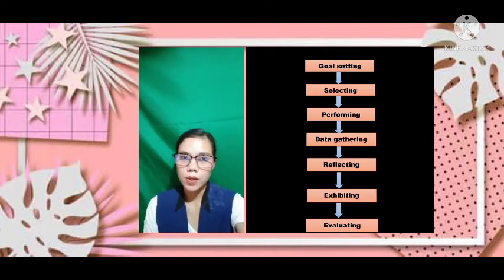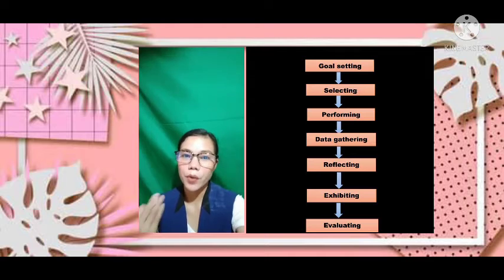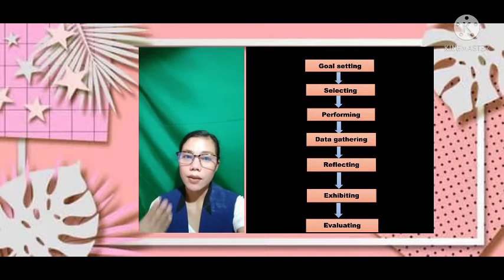So now let's proceed to our main topic, the portfolio process. There are 7 steps of the portfolio process. First, goal setting. Second, selecting, performing, data gathering, reflecting, exhibiting, and evaluating. So now let's discuss first the goal setting.